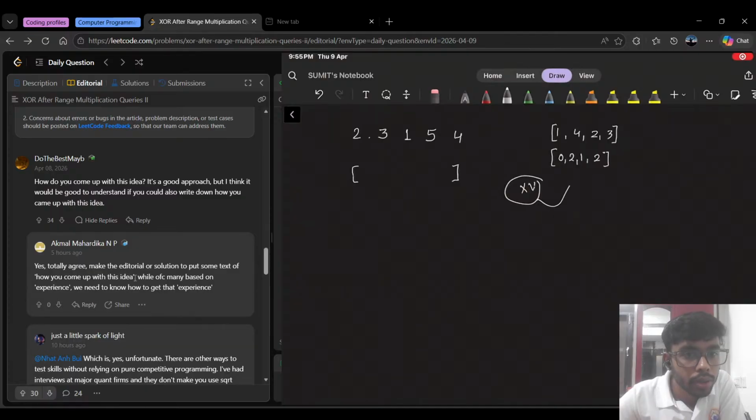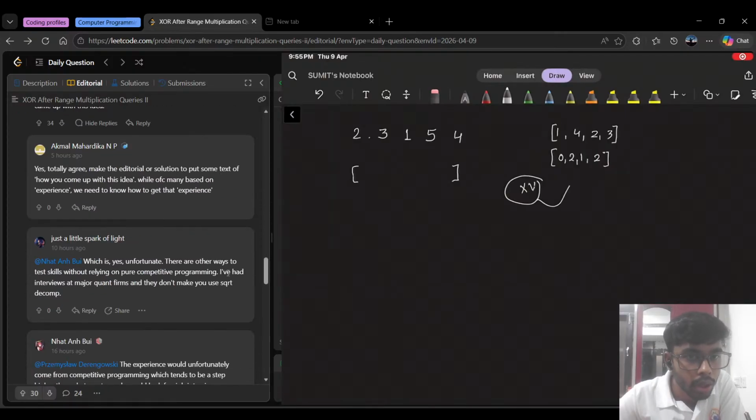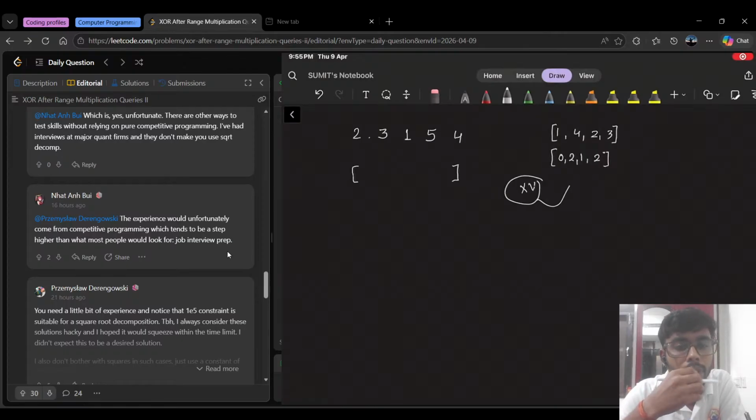Yes, totally agree. Make the tutorial or solution put some text of how you come up with this idea. Of course it's mainly based on experience, but we need to know how to get that experience. Which is unfortunate. There are other ways to test skills without relying on pure competitive programming. I have had interviews at major quant firms and they don't make you use a square root decomposition. The experience would unfortunately come from competitive programming, which tends to be a step higher than what most people would look for.